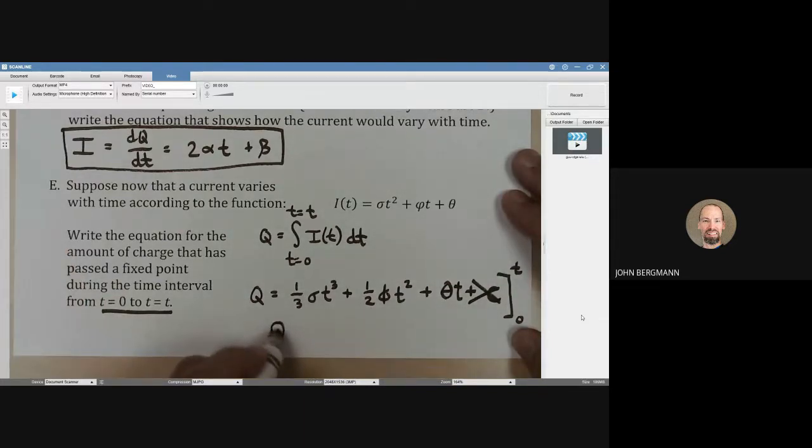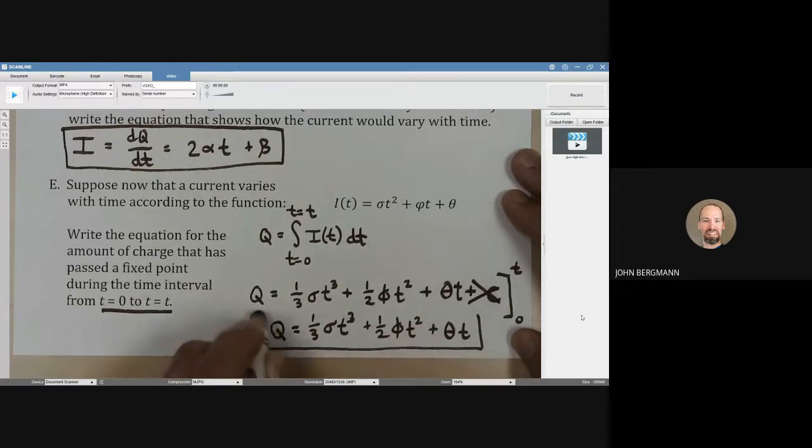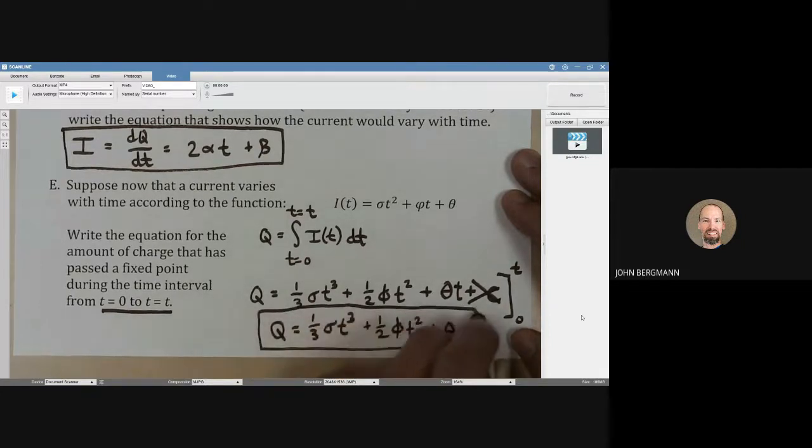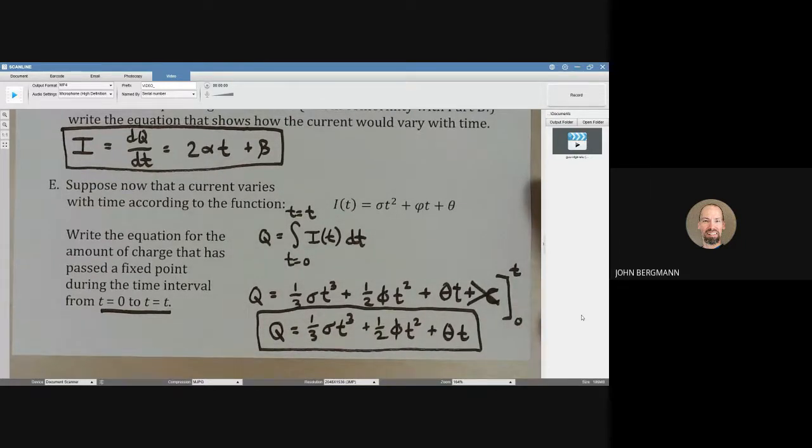Let me just rewrite that. I got 1/3 sigma t cubed plus 1/2 pi t squared plus theta times t. That's the total amount of charge that passes a fixed point between time 0 and time equals t.